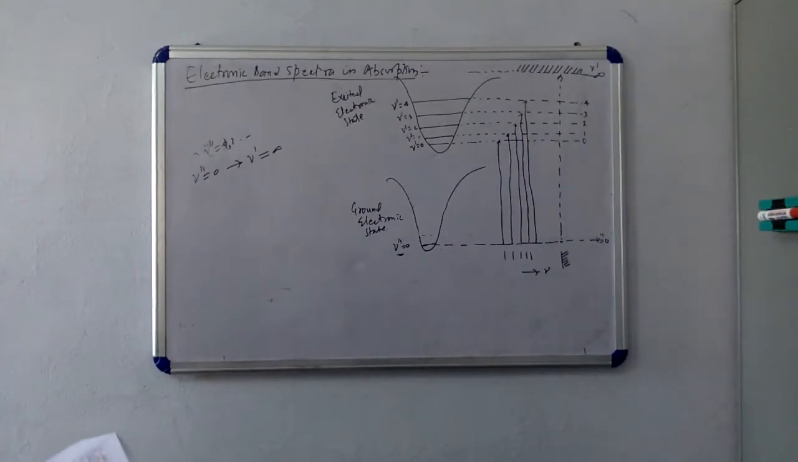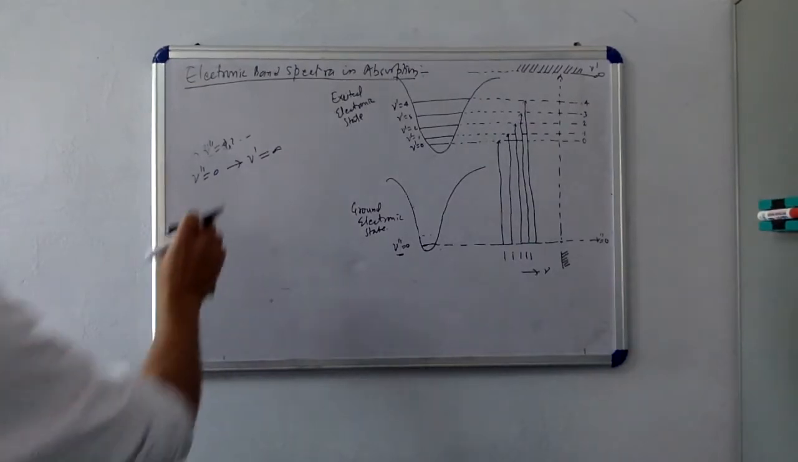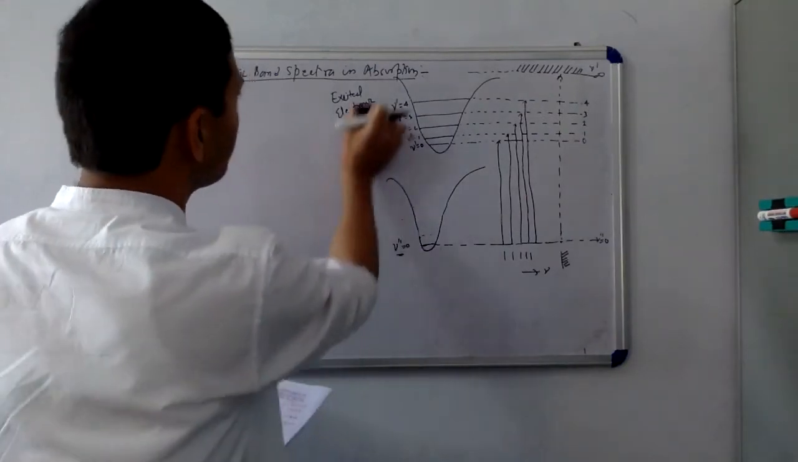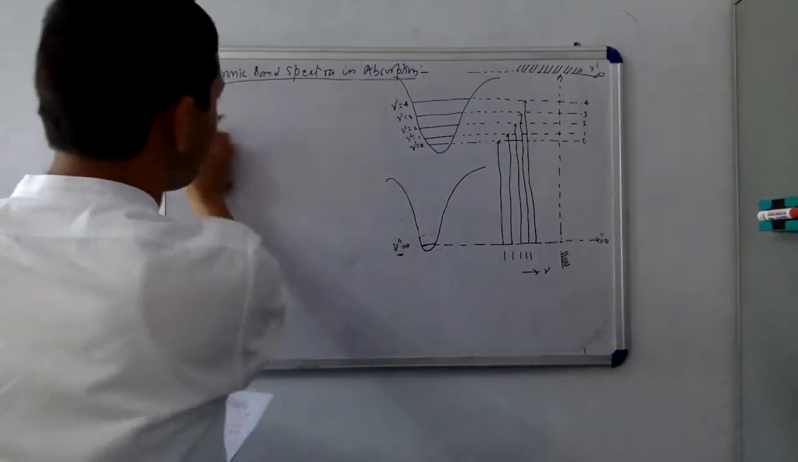So its analysis, the absorption spectra analysis, gives useful information about the vibrational levels of the excited electronic state of the molecule. So we'll see what the importance of the absorption band spectra is. I'm erasing this because I have to write mathematical equations.